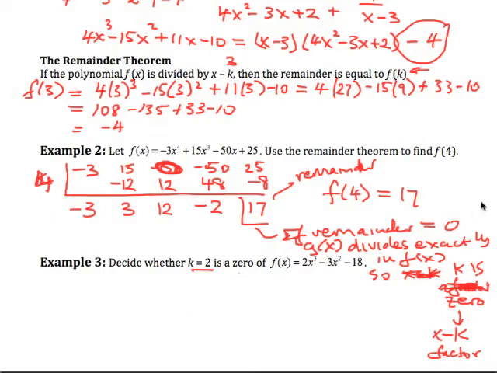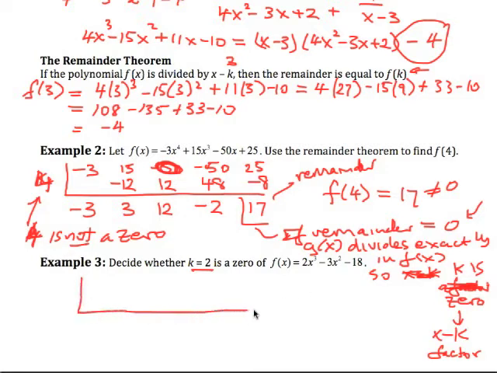To get it to be a zero, I'm looking for a remainder of zero. If I don't get a remainder of zero, then of course this is not a zero. So in this case up here, for example, 4 is not a zero. Why? Because this was not equal to zero. Well, let's look at this one.